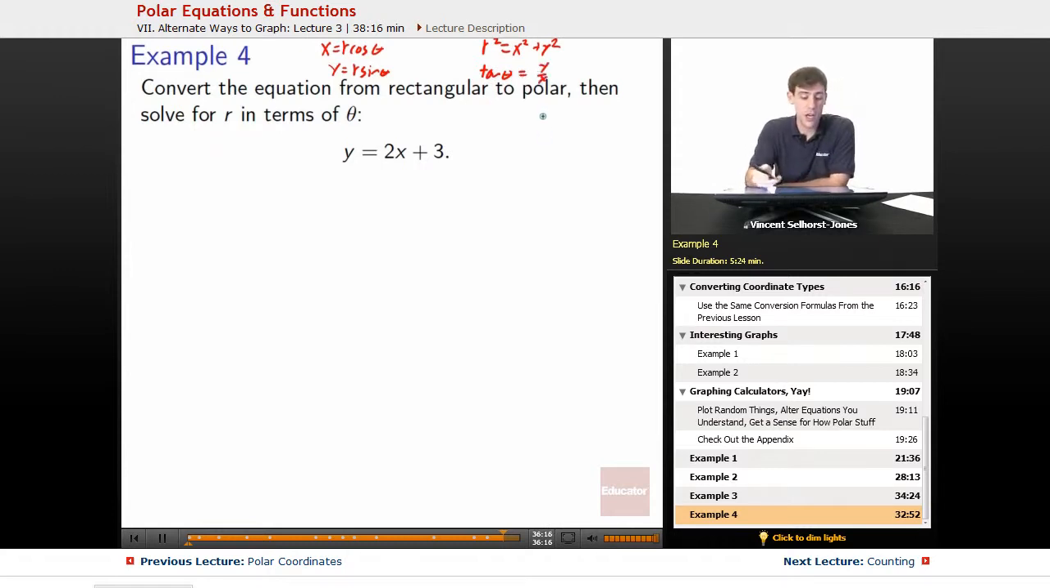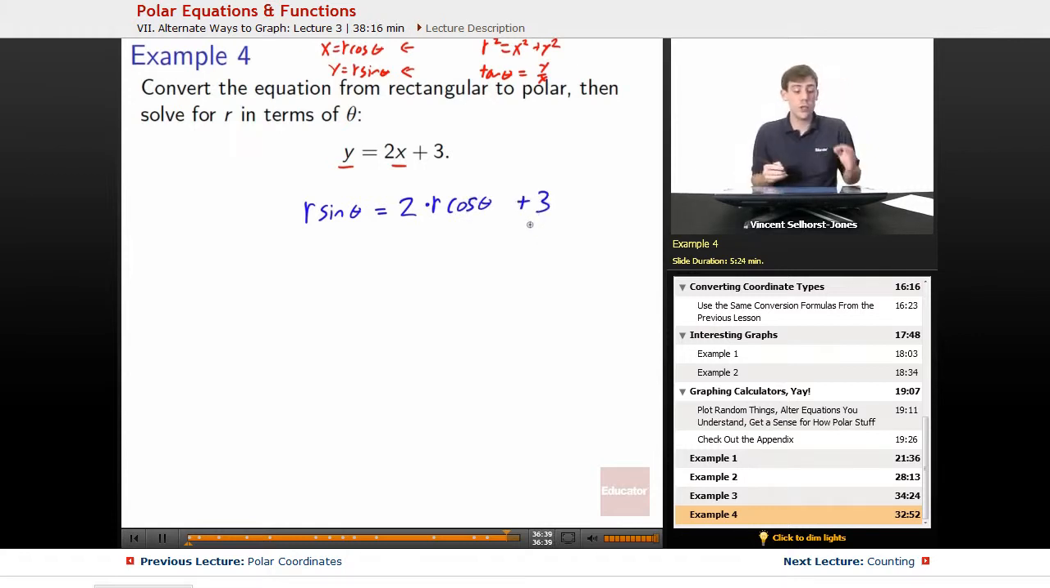So in this case, we see, oh, hey, that's nice. We've got r cosine theta, r sine theta, we've got y, we've got x. So we can just swap those out directly, right? We can swap them out for what we have here. So we swap them out. Y is r sine theta equals 2 times x, which is r cosine theta, so 2 times r cosine theta plus 3.